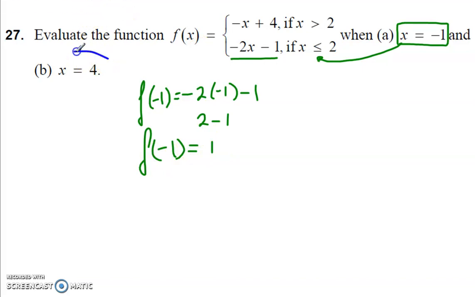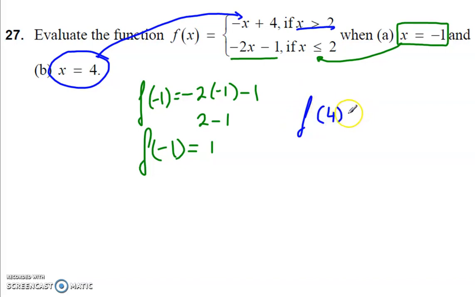If x is 4, that is greater than 2, so I'm going to plug it into this one. So f of 4 is negative, parentheses here, when we replace a variable with a value, put it in parentheses, 4 plus 4. -4 plus 4 is zero. So f of 4 is 0.